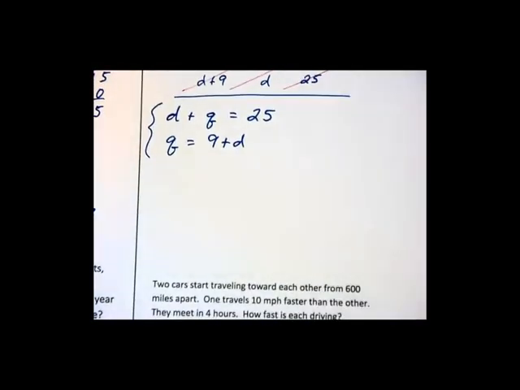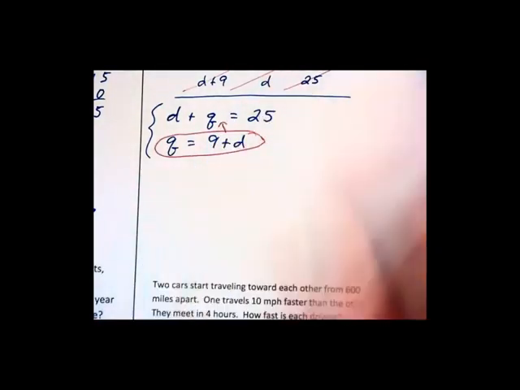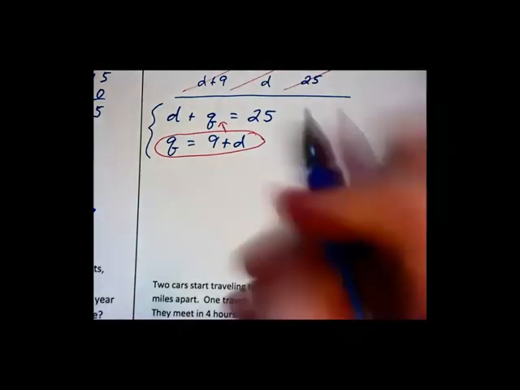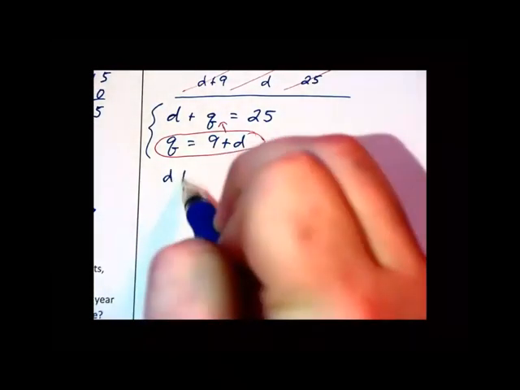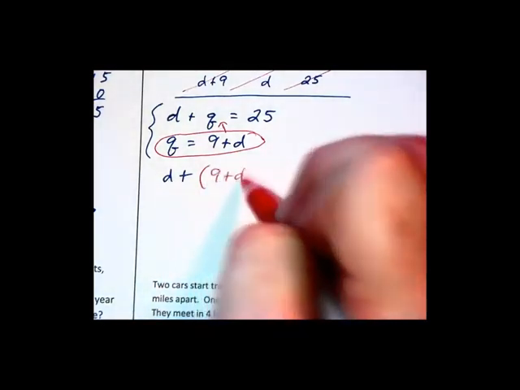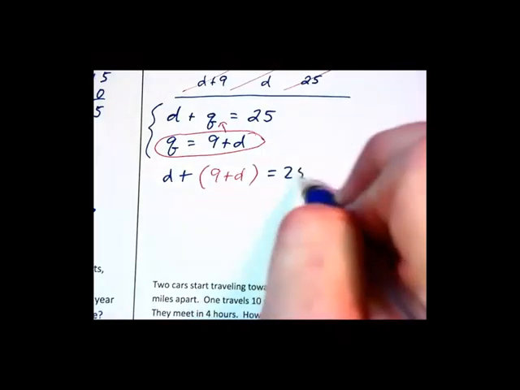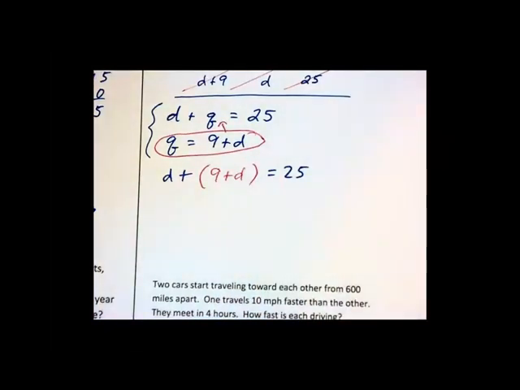With that information and these two equations we have here, I've got a Q equals, so I'm going to do substitution. I'm going to substitute that second equation into the Q on the first equation. So the first equation becomes D plus, and instead of Q I'm going to have 9 plus D there, equals 25. Okay, we have one equation with one variable.